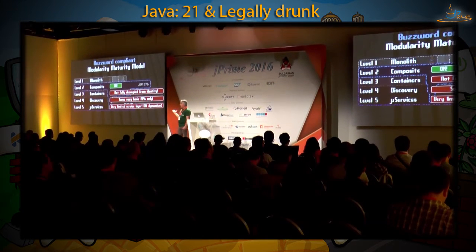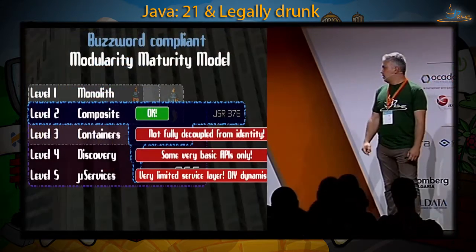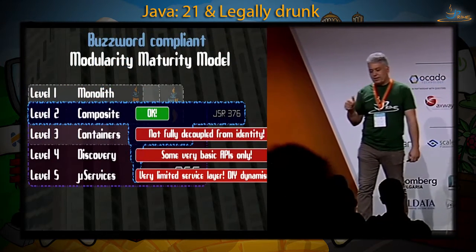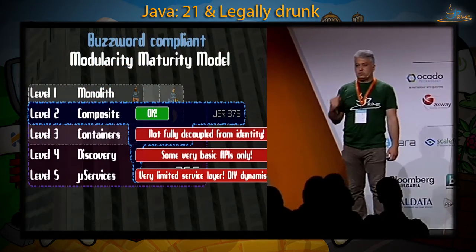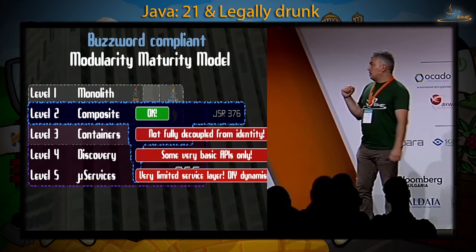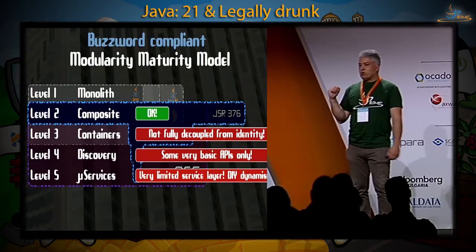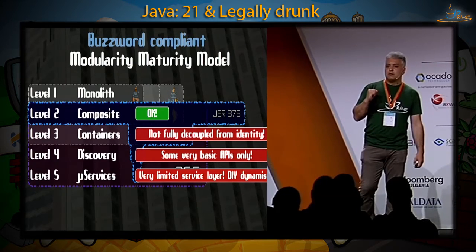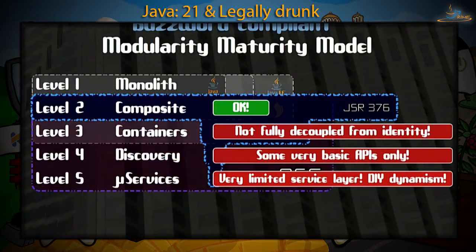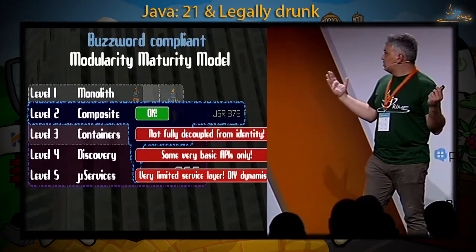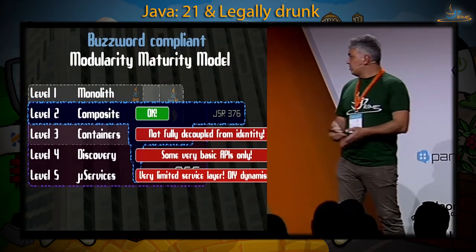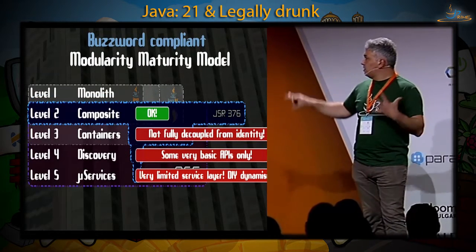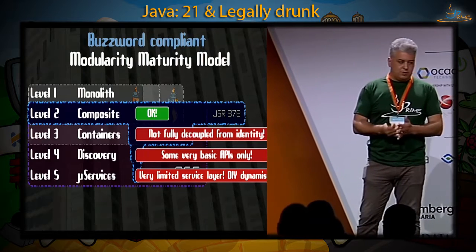So level 5, you can totally forget about it, unless you want to do it yourself, or a miracle happens and they all of a sudden figure out that, for example, Java EE will need that, and then some projects on the Java EE side actually implement that. So this is how Java 9, Jigsaw in particular, will fit into this modularity maturity model.